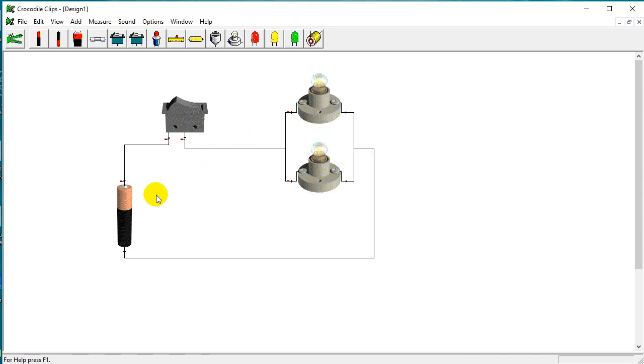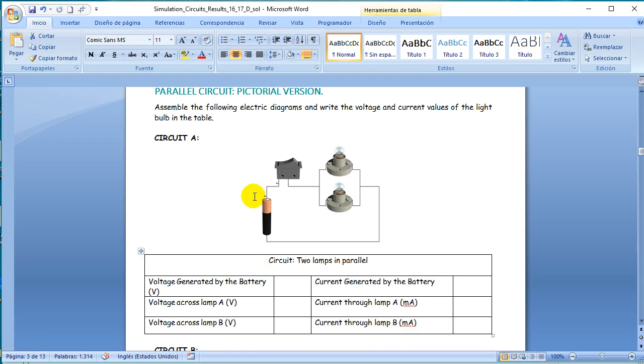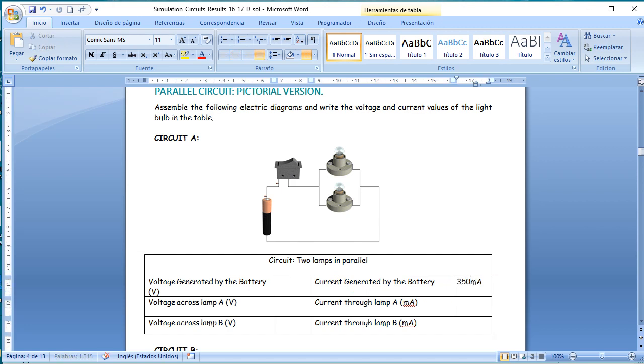So now let's solve our table here, right? Let's see what's happening here. So first let's start with the current. If I place the cursor here, I see that about 350, well, 349 milliamps are leaving this battery. So we are going to our table, our document, and we see that the current that is being generated by the battery is 350, let's say 350 milliamps.